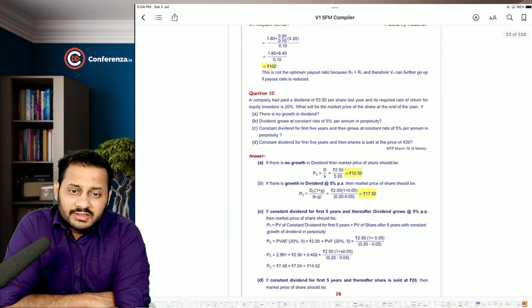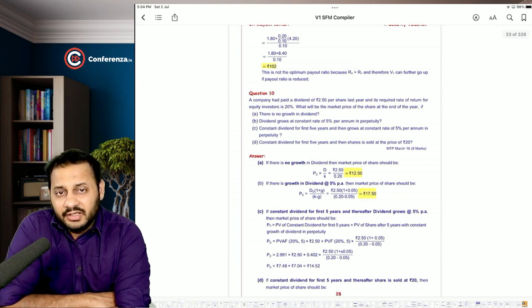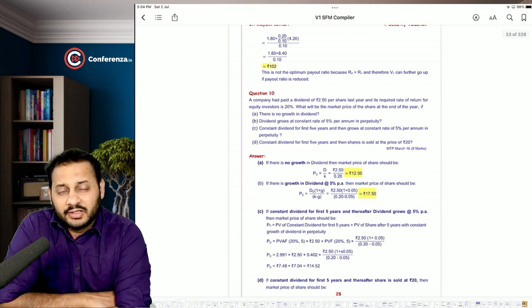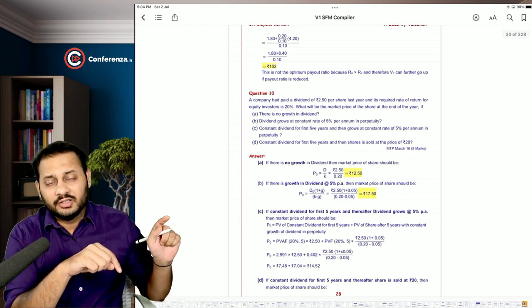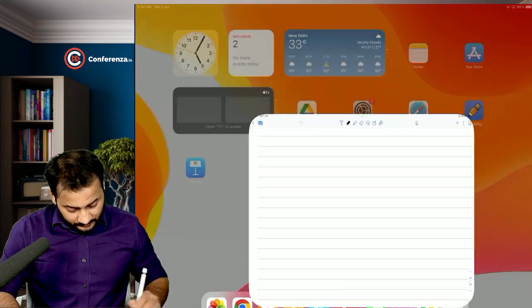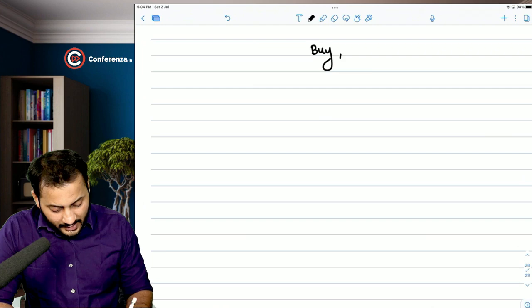But before we discuss the new concept, let me take you to the previous lecture, where we learned about a theory which was Walter's model, which was based on the concept of perpetuity calculation. And this theory, Gordon's model that we are going to discuss, is also based on the same concept. So, starting from scratch, we want to decide whether we want to buy, sell or hold the shares.